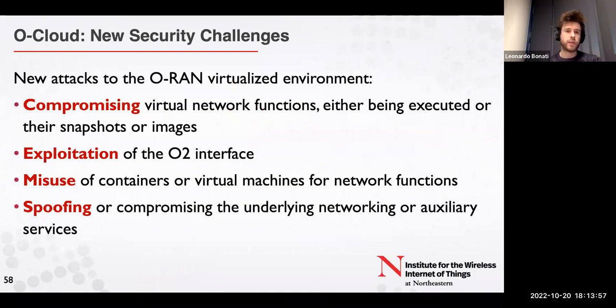And then talking about the cloud, we can have new attacks that concern the virtualized environment. For instance, we can compromise the virtual functionalities of the network. We can have some exploitation of the E2 interface, so from the RIC to our cloud. And we can have misuse of our containers or of our virtual machines to implement malicious behavior in the network. Or we can even have other attacks concerning the spoofing or compromising of the underlying network or services exposed on the network. And this is just a short list of all the new security challenges that this approach is bringing us.